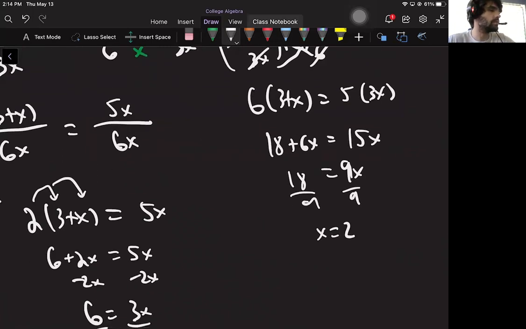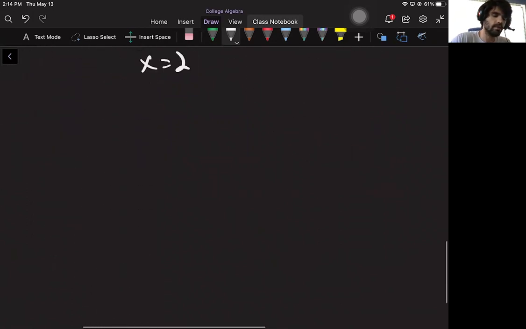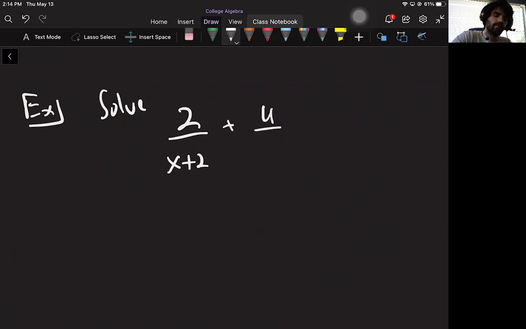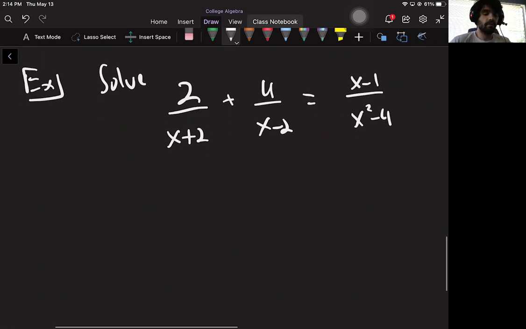Okay, so now let's hop into a slightly more tough example that has things more like what we did last time, but we're going to follow the same process that we just learned. So 2 over x plus 2 plus 4 over x minus 2 equals x minus 1 over x squared minus 4. So what we need to take away from last time is how to get common denominators, and that we should be factoring rational expressions to make them look nicer. But we're going to follow these same steps.